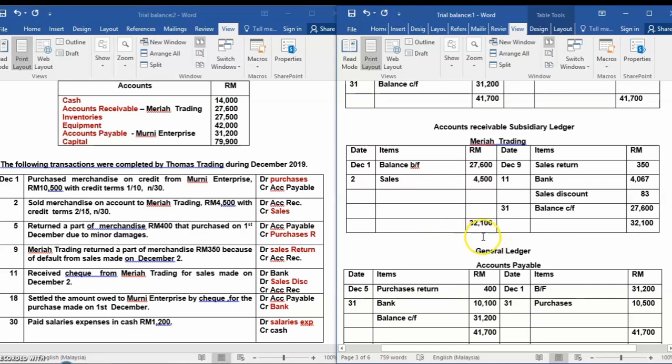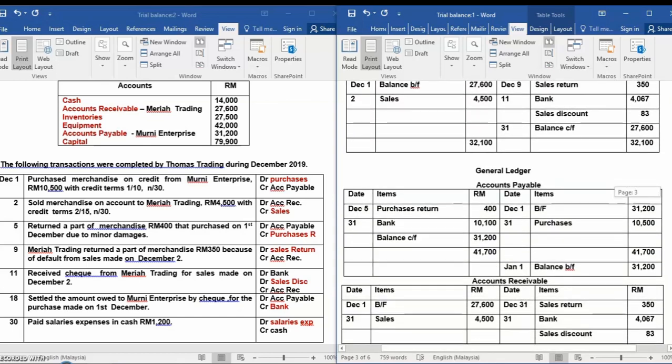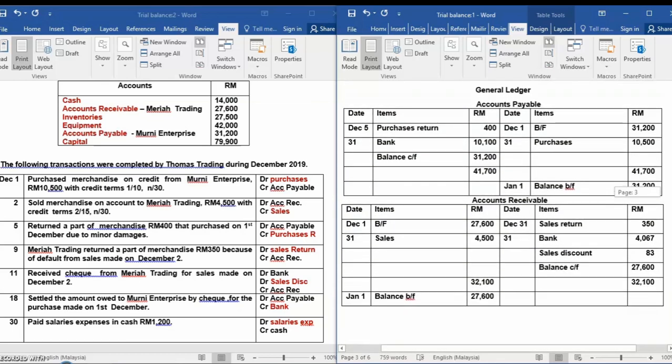This amount we have to record in the account receivable control account. So this is the general ledger that we have recorded from the individual accounts, for account payable and for account receivable. The balance brought forward in the credit side means that we have to record it in the trial balance in the credit side. For account receivable, the balance brought forward is in the debit side, so we have to record it in the trial balance in the debit side.